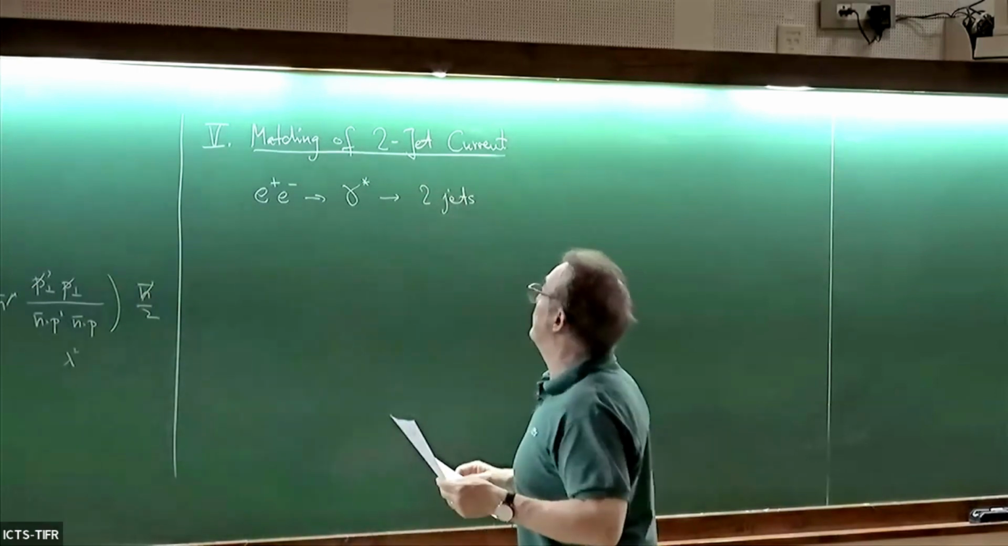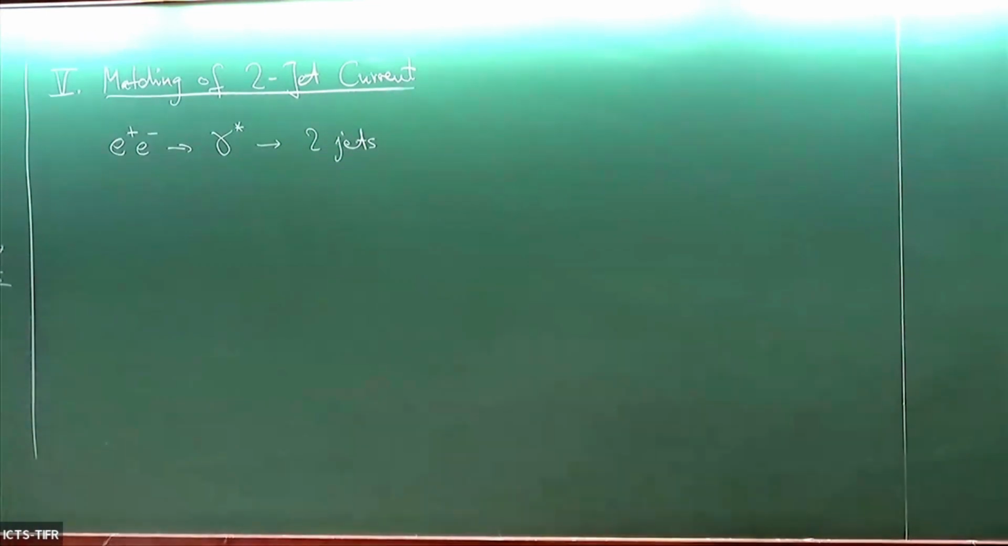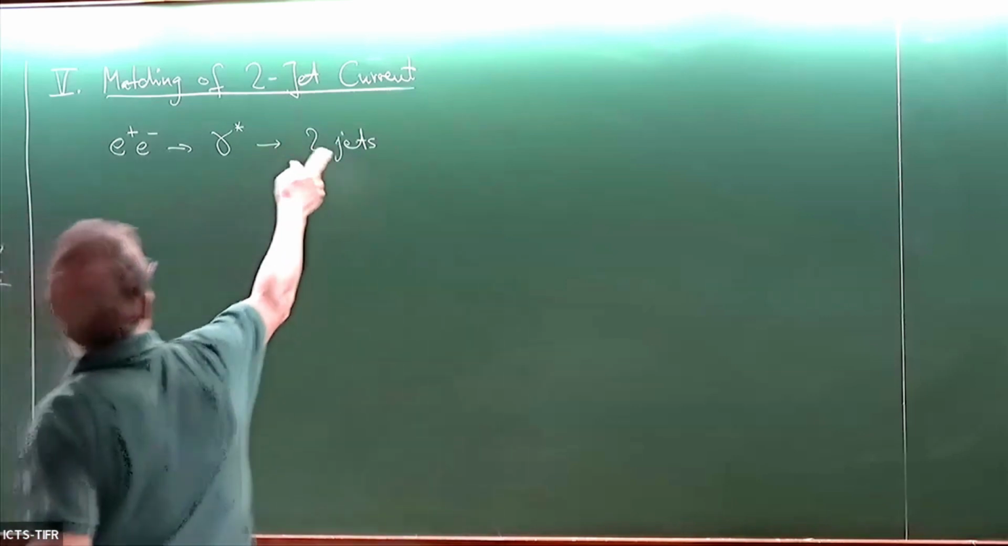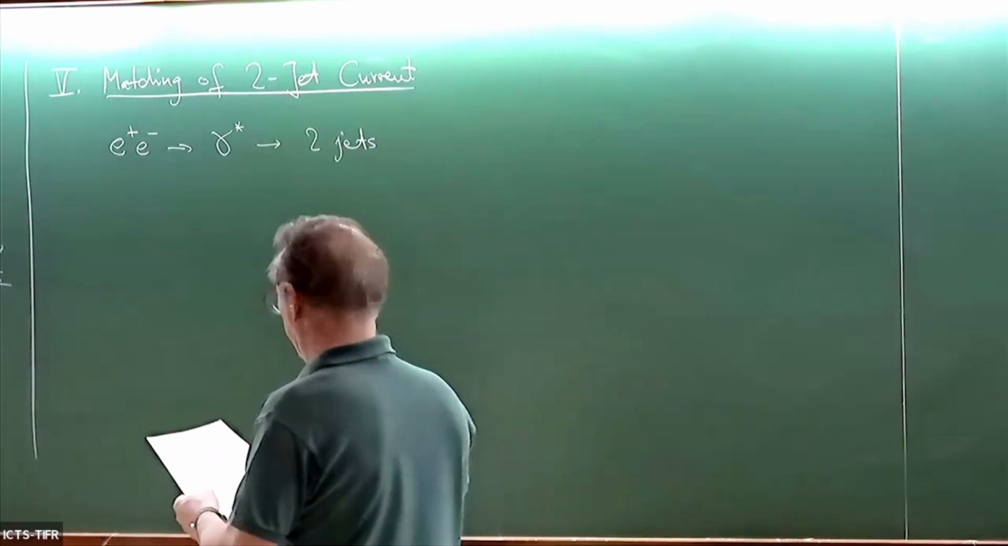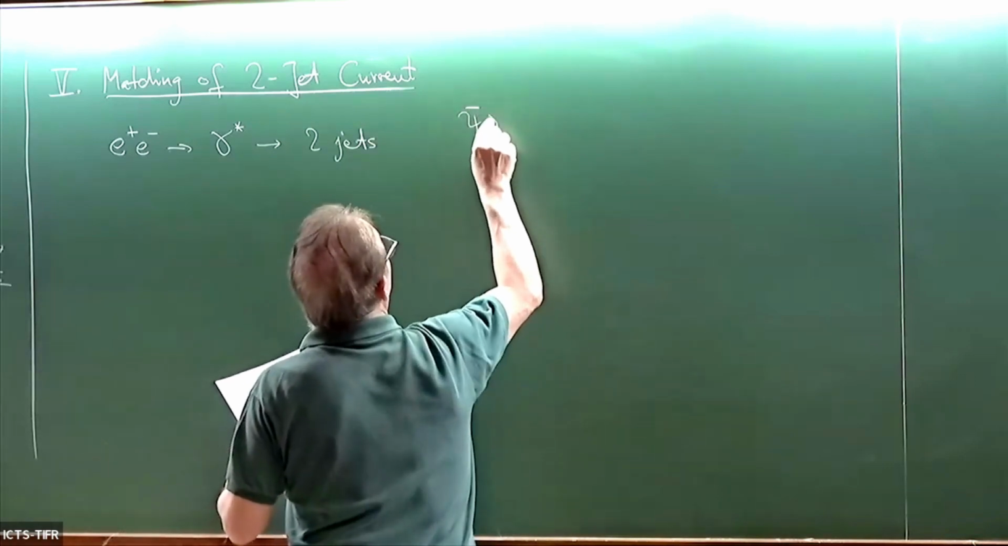The Higgs is the same. In the Higgs case, proton-proton to Higgs is the inverse of this. I have a collinear gluon and an anticollinear gluon. I make a Higgs. In this case, I have a virtual photon, and I make a collinear quark and a collinear antiquark. So the external operator here is psi bar gamma mu psi.